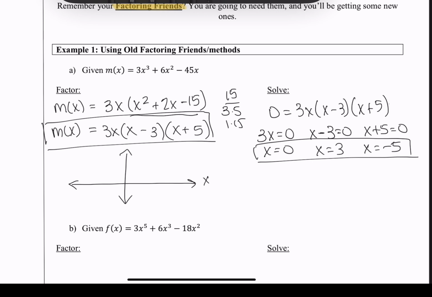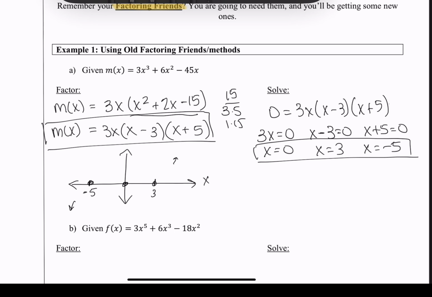I know about the end behavior of this polynomial function. I know that it's a cubic. I know that the leading coefficient is positive. Therefore, I know it'll be down on the left and up on the right. Now I happen to know my x-intercepts. So one of them's at 0, one's at -5, and one's at +3.